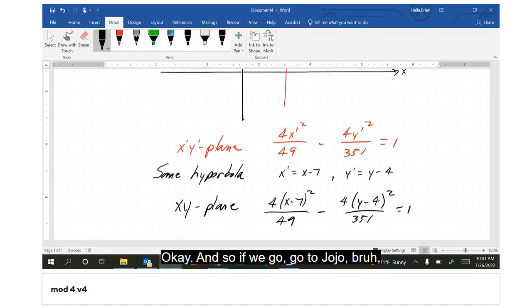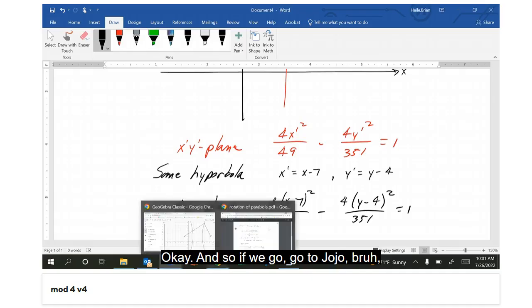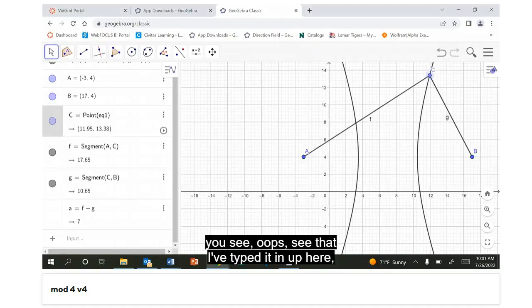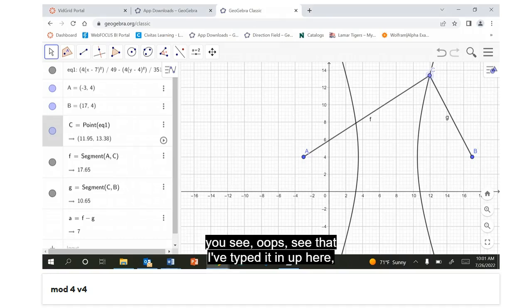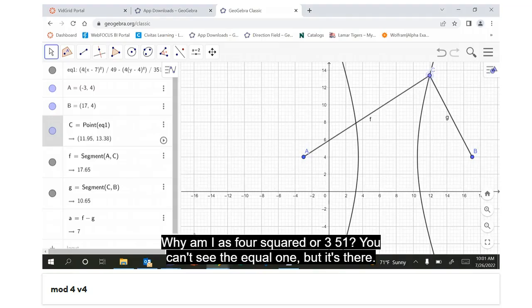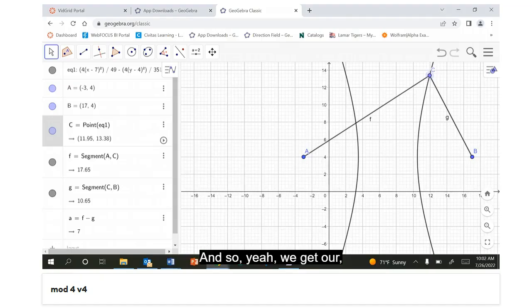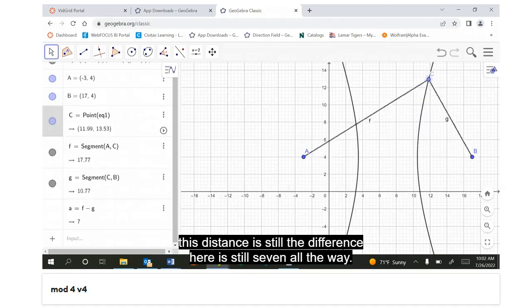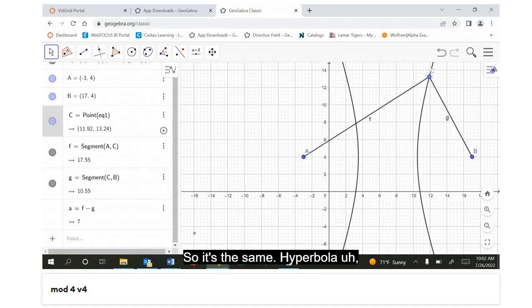If we go to GeoGebra, you see that I've typed it in at the upper left-hand corner: 4 times the quantity x minus 7 squared over 49 minus 4 times the quantity y minus 4 squared over 351. You can't see the equal 1, but it's there. And so we get our hyperbola. The difference here is still 7 all the way.